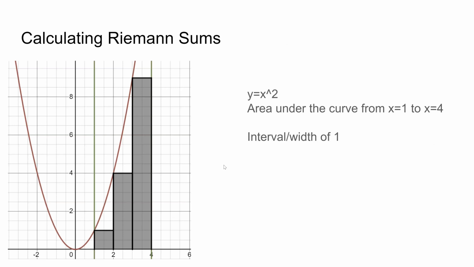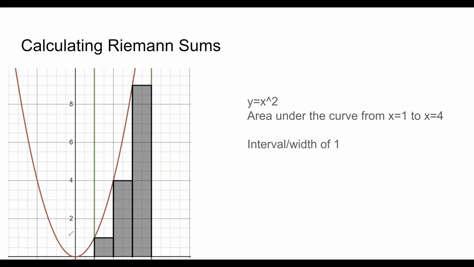So, calculating Riemann sums. Here's an example to make visualizing things easier. This red curve over here is y equals x squared. To find the area from x equals 1 to x equals 4, which are these 2 green lines over here, with a left Riemann sum, and for each rectangle to have a width of 1, let me just annotate the screen. We would need to find the height, because we know the width of each of these rectangles is 1. And for the height, as this is a left Riemann sum, we would plug in this value, which is 1 over here.